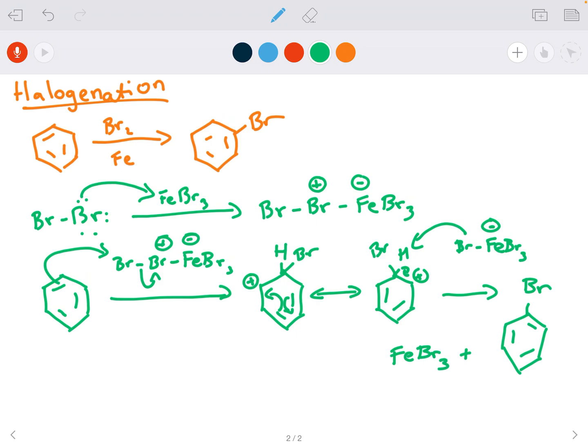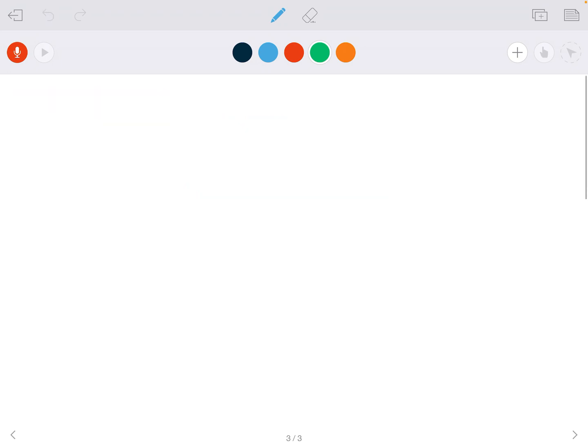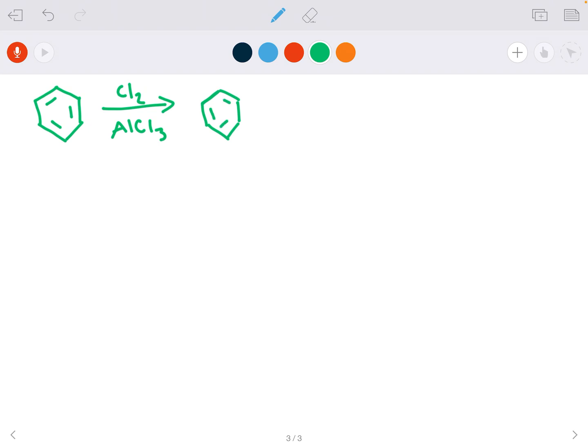I can do the same process with chlorine as well. The mechanism's identical. The only difference now is I have to use a different Lewis acid. So if I react it with Cl2, this time I'm going to use aluminum trichloride. But I'll get the same type of product I had with the bromide. Instead, it's a chloride that's substituted on. So that's halogenation with electrophilic aromatic substitution.